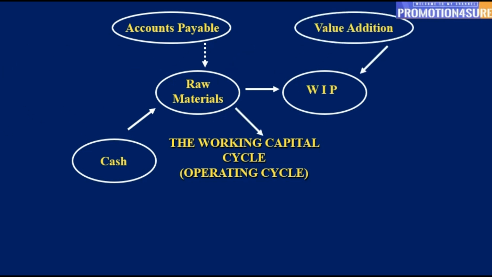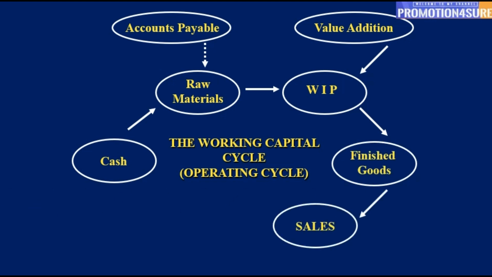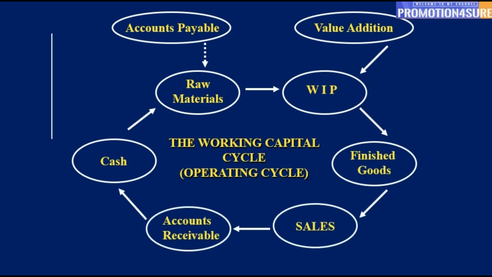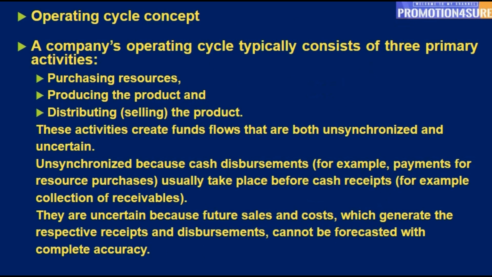Then value addition, then finished goods, then sales, accounts receivables, then back to cash. And this is how the operating cycle works. The company's operating cycle typically consists of three primary activities: purchasing resources, producing the product, distributing or selling the product. These activities create funds flow that are both unsynchronized and uncertain.